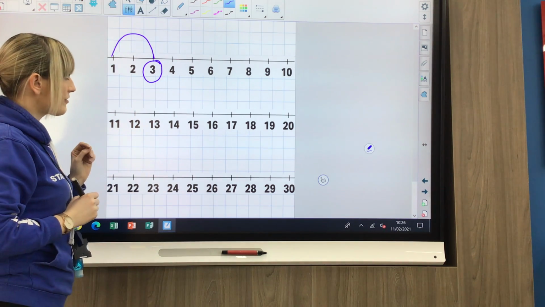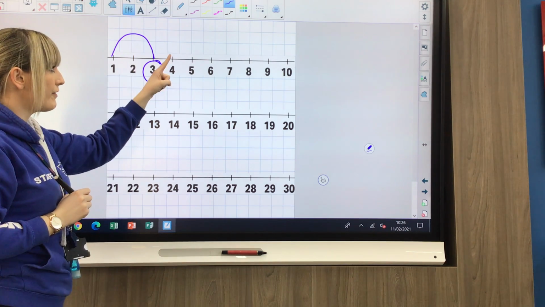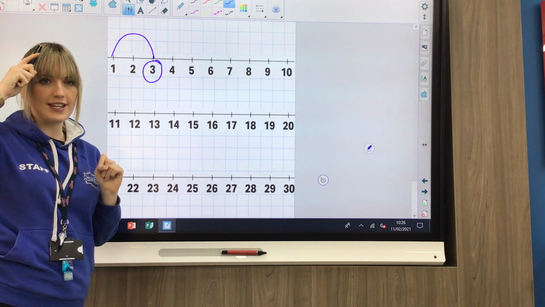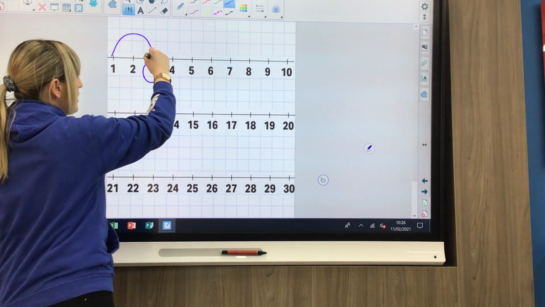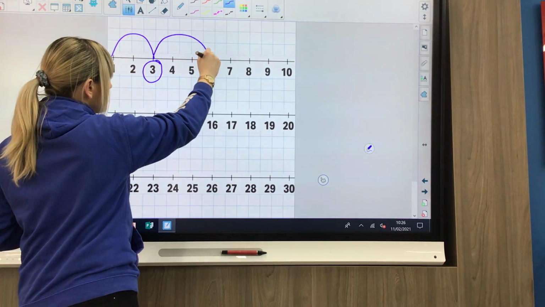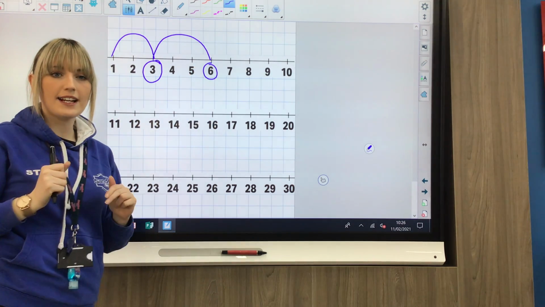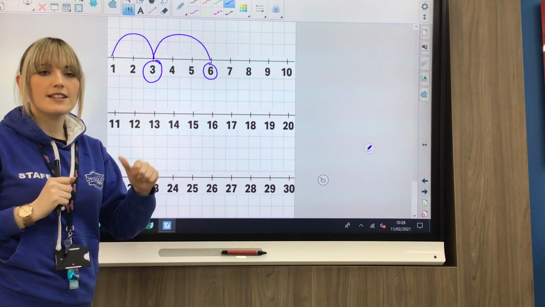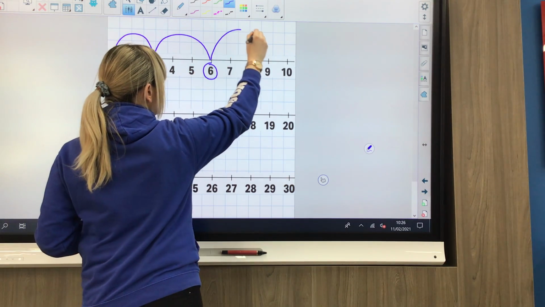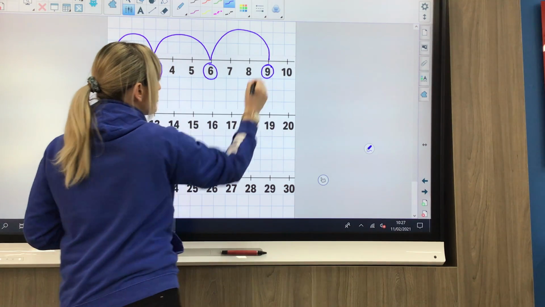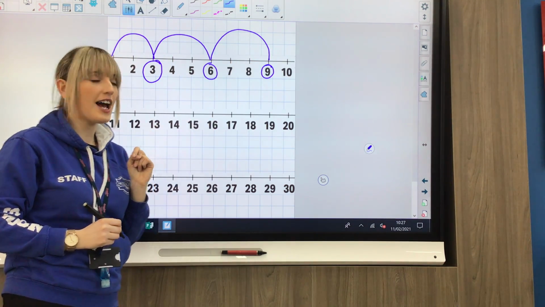2 times 3, or 2 lots of 3, is another jump of 3. So if we've already got 3, 4, 5, 6. So I jump another 3 to land on 6. Okay, I'm on 6. I've got to do another jump of 3. 7, 8, 9. So I jump to 9. And you can see I'm jumping 1, 2, 3 each time.